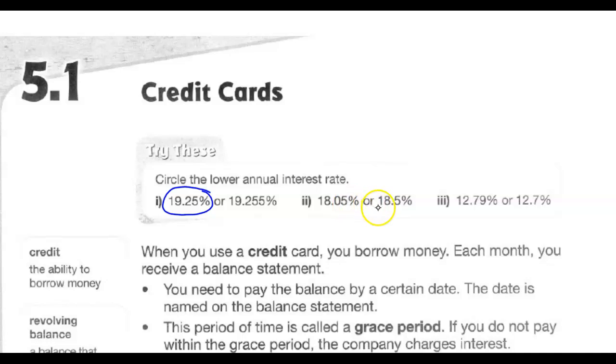Here, we've got 18.05 and 18.5. If we go decimal place by decimal place, this is a 0, and in the tenths, this is a 5. So 0 is less than 5, so this one's lower. Here, 12.79, 12.7. Everything's the same, but this has a 9, this has nothing, which means it's a 0. So that means this is smaller. Okay, and so you'll want to compare interest rates if you're shopping around for credit cards when you get a little bit older.